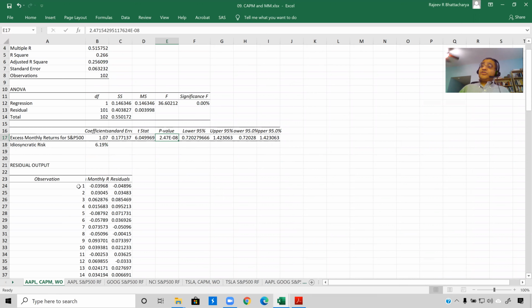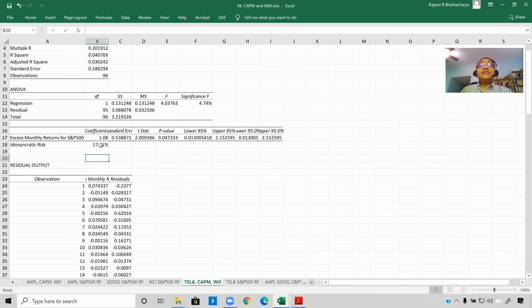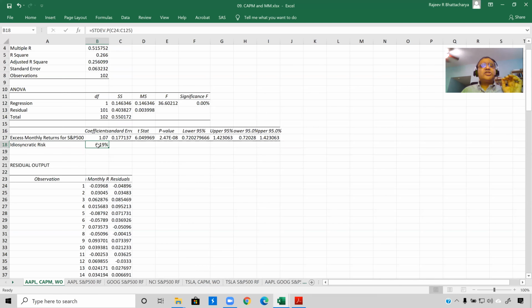All right. So this is the interesting thing, right? Between Apple and Tesla, their systematic risks, the betas, are very similar, 1.07 and 1.08, very close to 1. However, the idiosyncratic risk, the firm specific risk, is only 6.19% for Apple, whereas it is 17.61% for Tesla. That is to say, there is significantly more firm specific risk when it comes to Tesla. Just keep these numbers in mind, the idiosyncratic risk and the market beta.